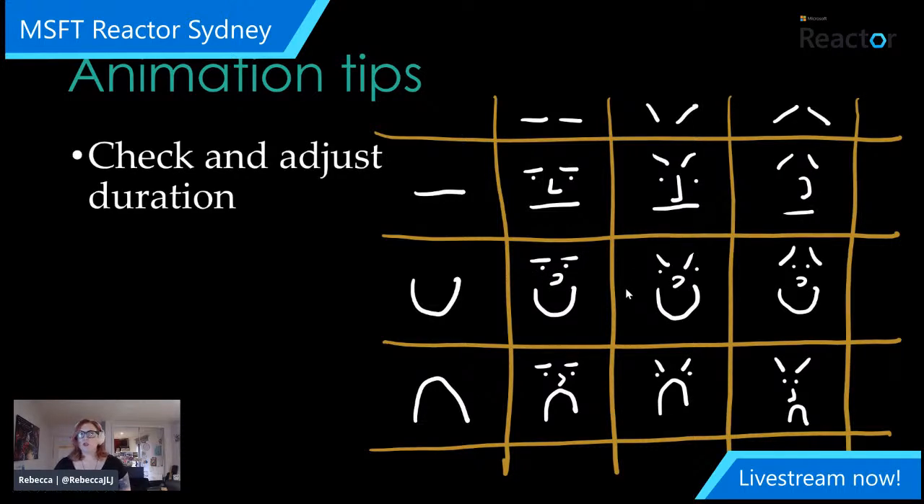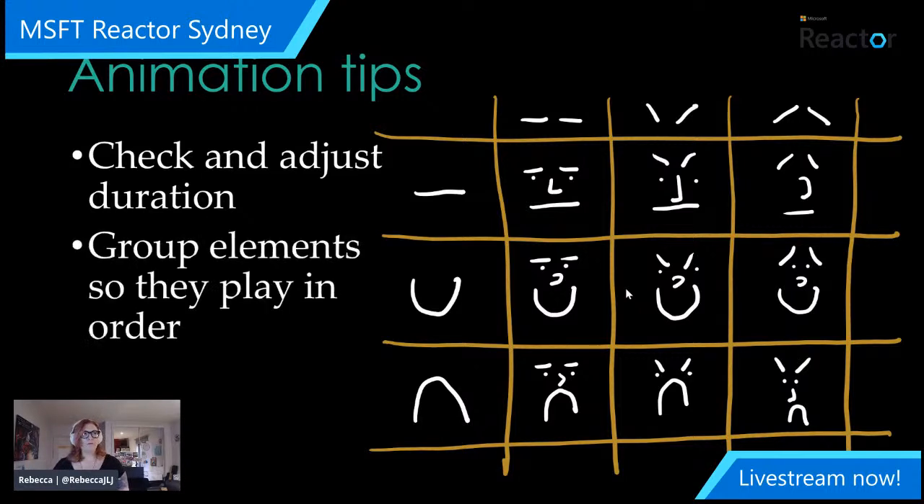So the things that you want to do are, first of all, check and adjust the duration. If you're looking at it going, oh, it's too slow and it looks gross, just play with that duration in the animation pane, and you can adjust it down so it's quick. And sometimes quick looks even cooler, or sometimes you might want it to be longer because you want it to play out while you're talking or something like that.